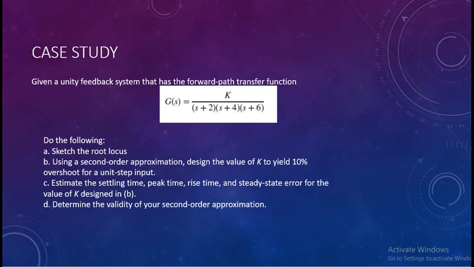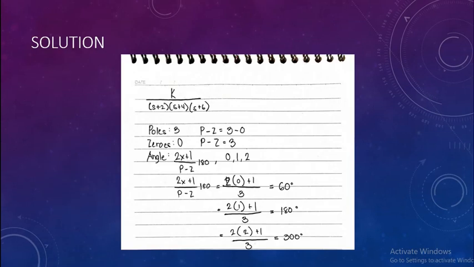B. Using a second order approximation, design the value of K to yield 10% overshoot for a unit step input. C. Estimate the settling time, peak time, rise time, and steady state error for the value of K designed in B. While in D, determine the validity of your second order approximation. Right now, we're going to present our solution.